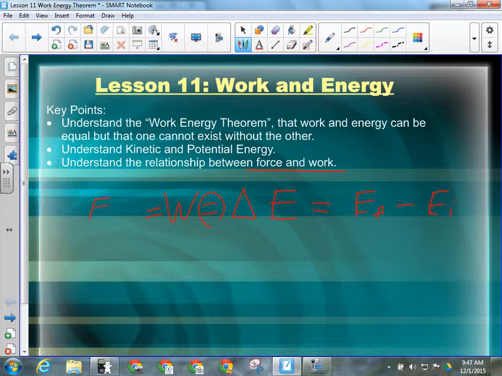Work is force multiplied by distance. We said you have to exert a force, and it has to result in a movement. Either it's up and down, or it's side to side, but it's got to move. So force times distance equals work. Work's a change in energy, so force times distance equals a change in energy. It's just several formulas all set together.